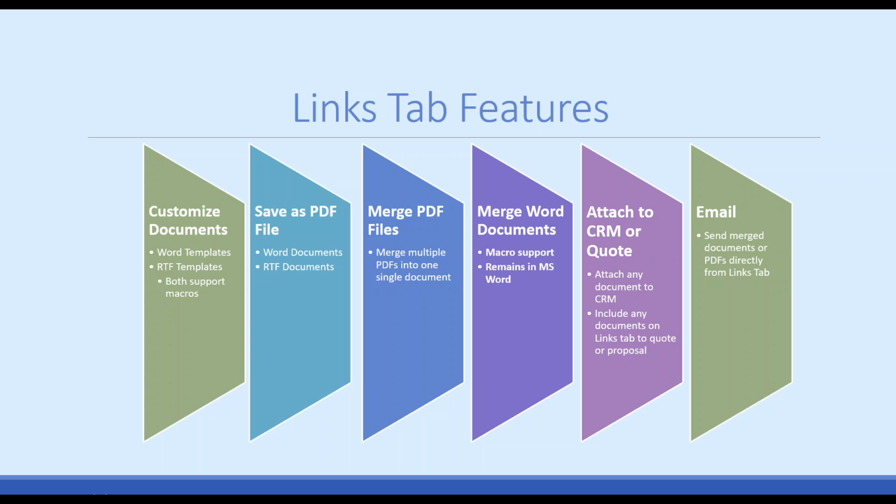If any of you are still using RTF documents, that's still supported as well. But for most of you, you're probably using Word documents, which is what we're going to demonstrate today. From the Links tab, you're also going to be able to convert those files into PDFs. We can also merge them into a single PDF file. We can also merge the Word document information. So basically, we'll fill in the macro information and actually keep it in Word. So if for some reason you wanted to send it out to your client as a Word document, you can absolutely do that. From the Links tab, you're also able to attach it to your CRM or PSA system. And then we can also email it from the Links tab or directly from the Deliver window, which is what we'll also demonstrate today.